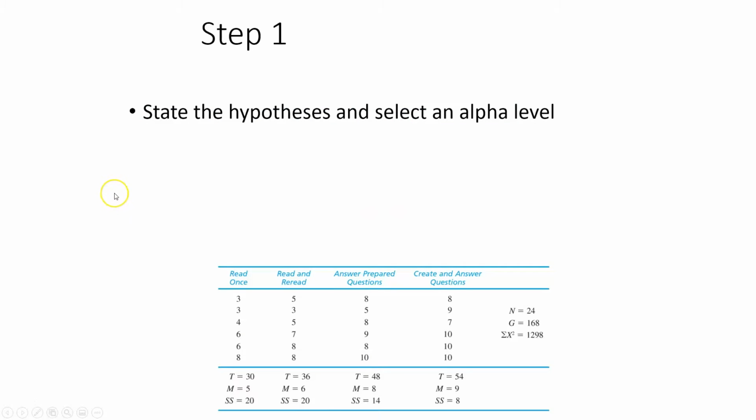Step 1. State the hypotheses and select an alpha level. The null hypothesis is that the mean of the first group equals the mean of the second group equals the mean of the third group equals the mean of the fourth group. All the groups are the same because none of the treatments have any difference compared to each other in the situation where the null hypothesis is true.